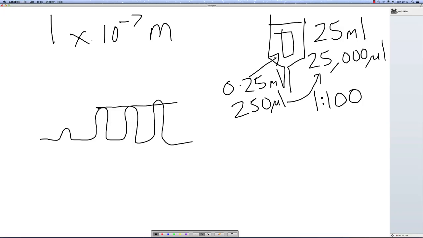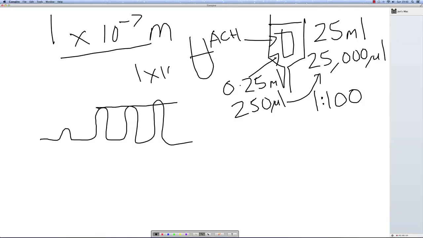I've told you that you need 1 times 10 to the minus 7 inside the bath. So, in the test tube, what concentration of ACH do you need? 0.25 mils going to 25 mils, 1 in 100 dilution. What concentration of ACH do you need in the test tube? Think about it for a second, pause the video if you need to, and work through the calculations. Okay, you should have worked out that you need 1 times 10 to the minus 5 molar.